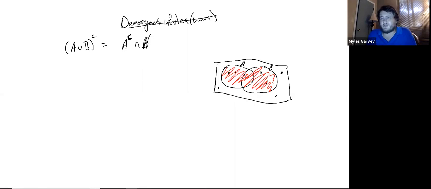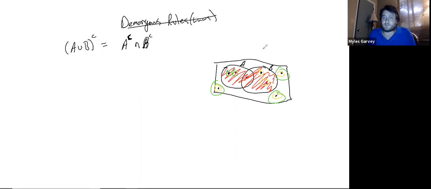And this should not be too hard to see. Look at all of the elements that are not in A. Those would be this, and this. And look at all of the elements that are not in B. This, and this. We can see that when we intersect the complement of A and the complement of B, we get very simplistically the three right here.